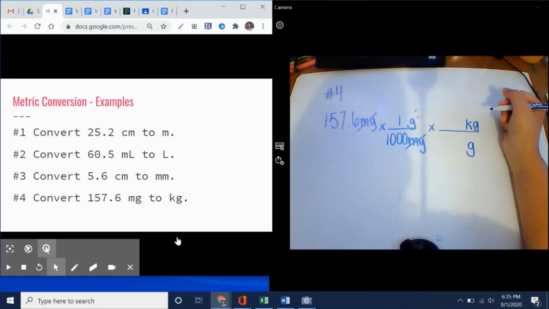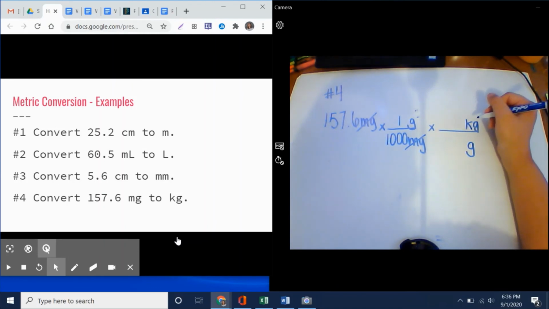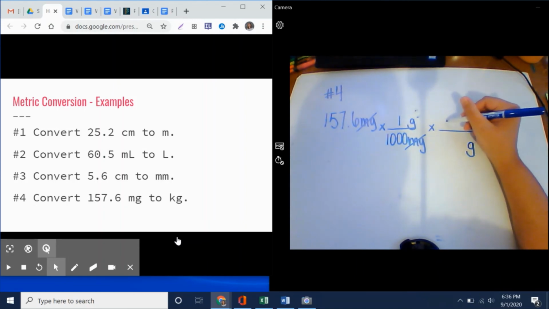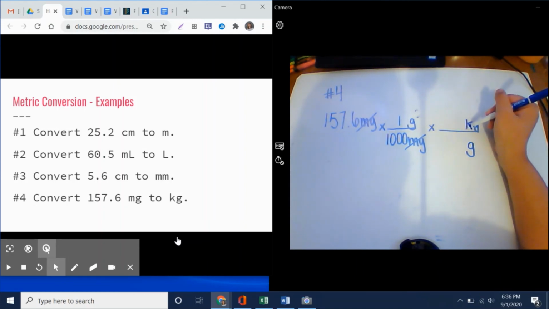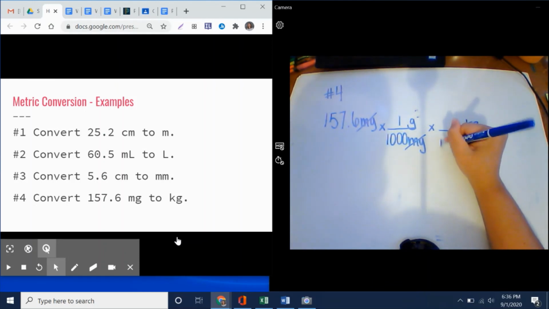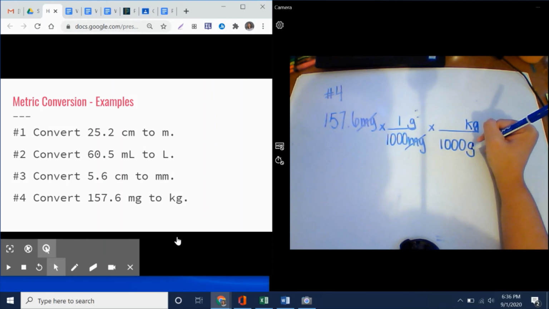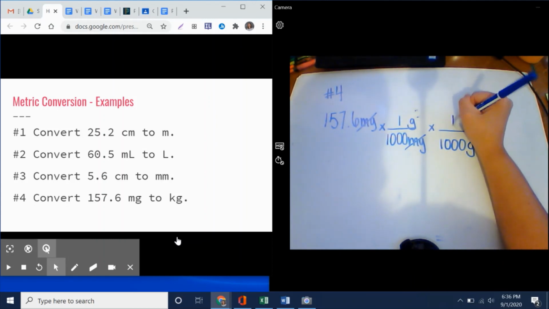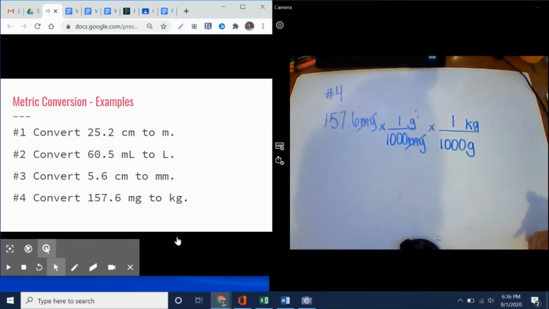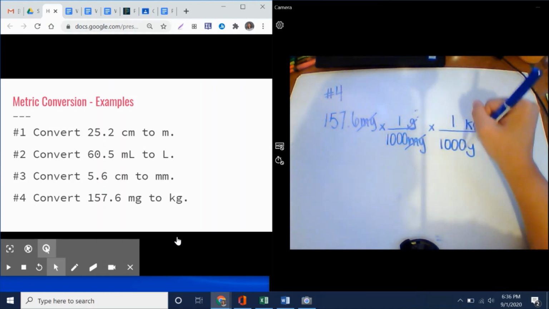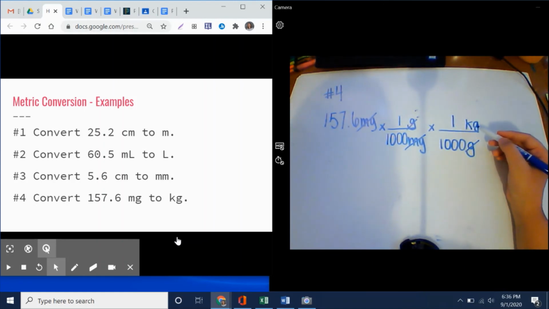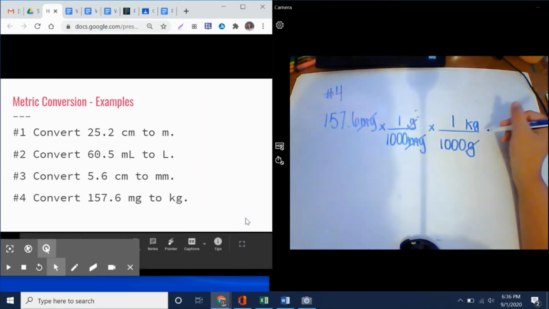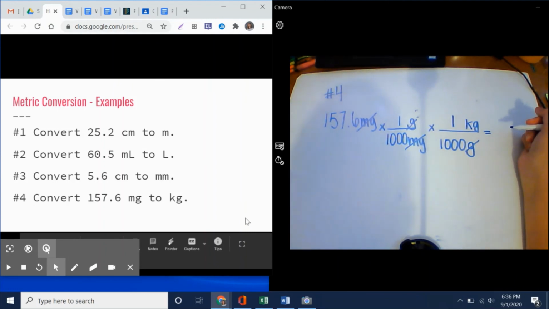Remember, kilo means 1,000. Remember, kilograms are like dumbbells. Grams are like paper clips. Is it going to make sense to say 1,000 dumbbells or 1,000 kilograms equal 1 paper clip? No, that doesn't make sense. Now, what does make sense is we say 1,000 grams or 1,000 paper clips would be equal to 1 kilogram or 1 dumbbell. So grams and grams cancel. We're left with kilograms. That's the unit we want, so we can do our equal sign, and we can multiply it out.